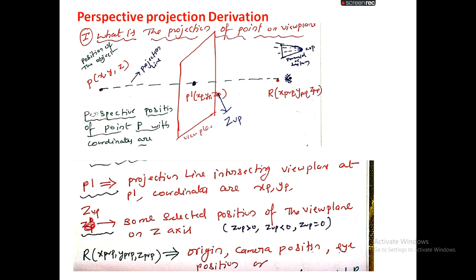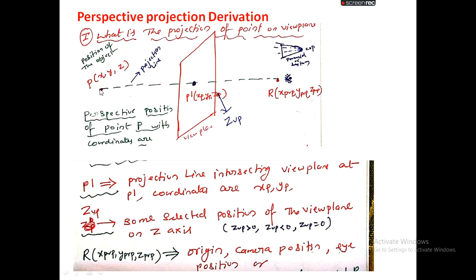So this is the derivation. First I wrote Roman number 1. Whenever we want to determine the perspective projection coordinates on the view plane, first we need to determine the projection of the point on the view plane. If you want to determine the position of the point P on the projection plane, here we need to consider three things.